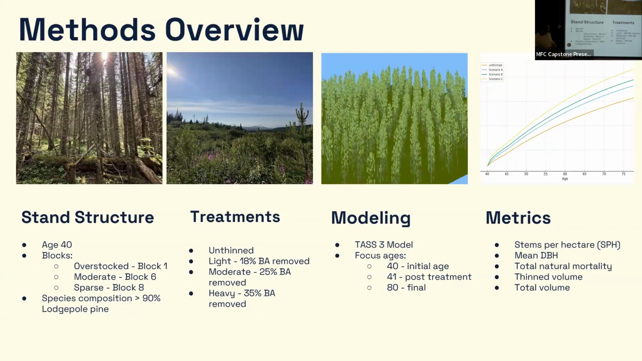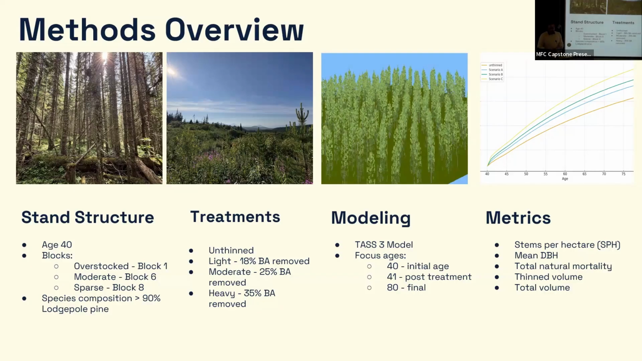So again, my stand structure was around age 40. The blocks I used were an overstocked at around 1,600 stems per hectare, a moderately stocked at 1,200 stems per hectare, and a sparsely stocked at 850 stems per hectare. It was lodgepole pine dominated, above 90% composition in all the blocks.